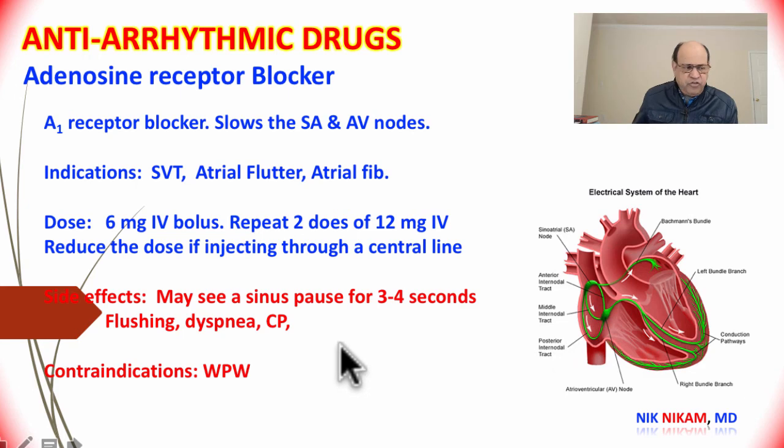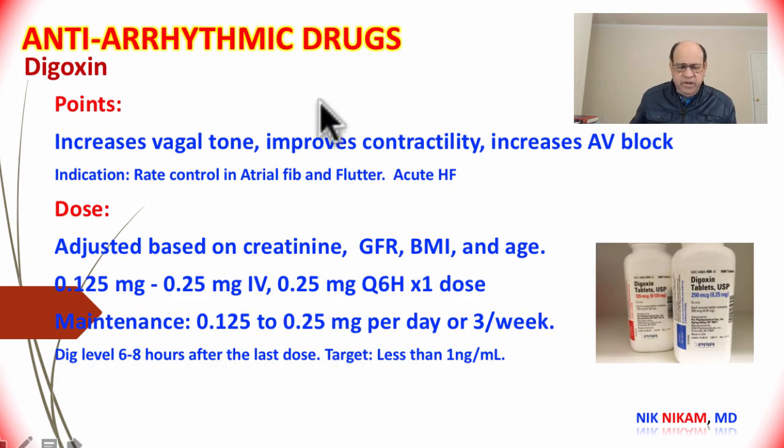Digoxin. Digoxin has been around for almost 100 years or so. Digoxin is very useful in patients with atrial fibrillation for control of rate in an acute situation and also on an outpatient basis. Digoxin works by increasing the vagal tone in addition to improving left ventricular contractility, and it increases the AV block. Digoxin is useful in controlling ventricular rate in patients with atrial fibrillation or flutter, and of course it is also useful in patients with acute heart failure where it improves the symptoms of heart failure.